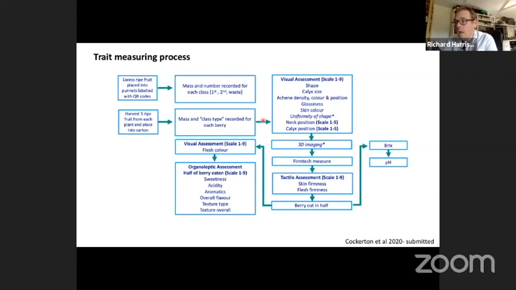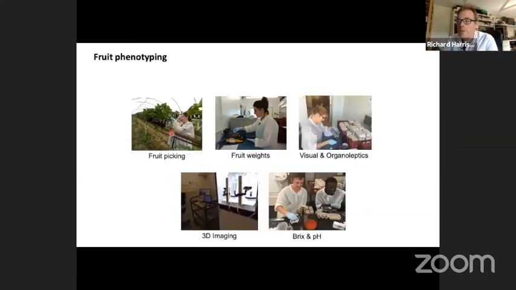All of the traits that, you know, breeders routinely measure to try and select the best fruit. We then also did 3D imaging, firmness measurements, tried to get as many non-destructive measures as we could to correlate to these subjective measures. We did tactile assessment. We measured Brix, so that's the sugars. We measured pH, and we did a load of organoleptic taste tests. So that's the breeders ranking how the things tasted. Now, all of this would have hugely benefited from having an automated robotic system, but we just used students.